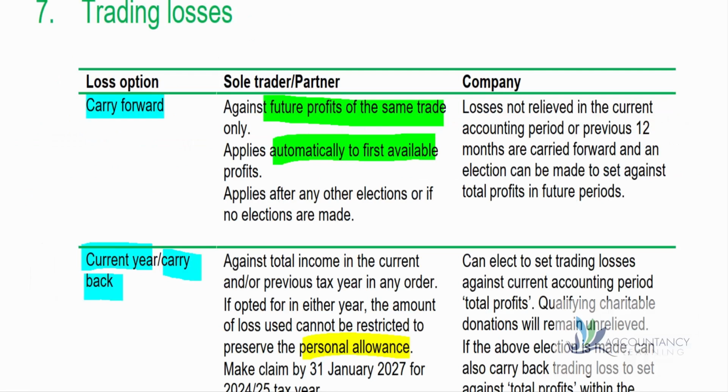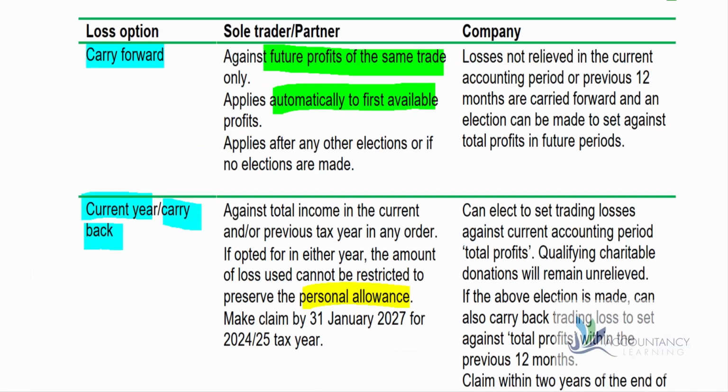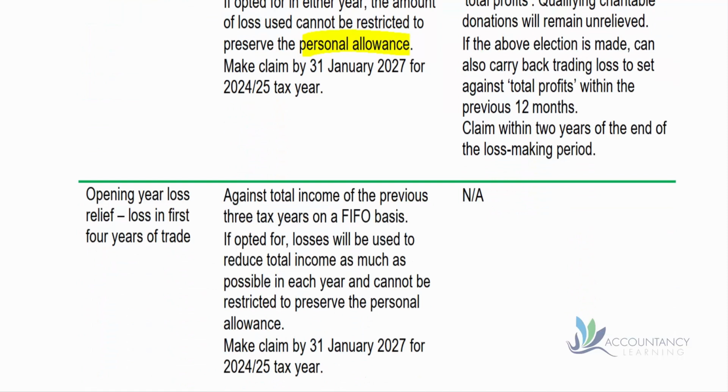Now what's also useful in the reference materials, if we scroll down a little bit, is that we can also think about opening year loss relief. This is relevant because remember, Sooty's just started her business. If we do that, we can apply our losses against total income of the previous 3 years on a first in, first out basis. If opted for, losses will be used to reduce total income as much as possible in each year and cannot be restricted to preserve the personal allowance.